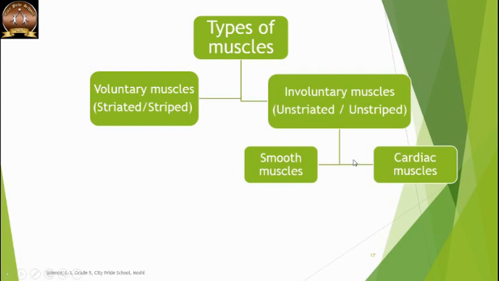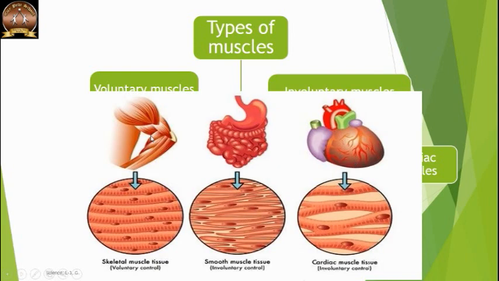Now let us see where they are found. The voluntary muscles are also known as skeletal muscle tissue. They are attached to the bones and they allow for movement. These can be controlled by an individual and therefore they are called as voluntary muscles. They are also called as striped or striated muscles because, as you can see, they have these bands of light and dark tissue.